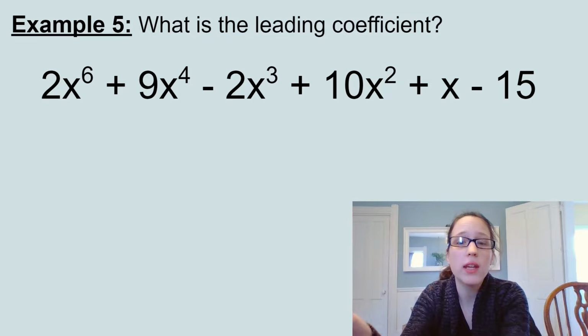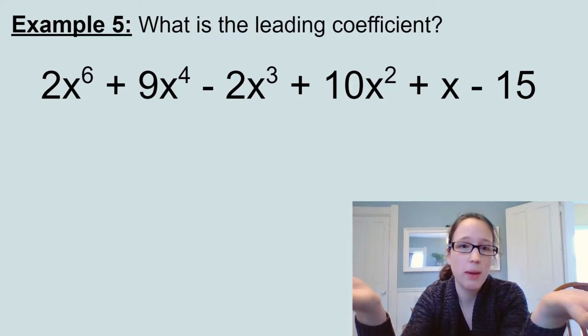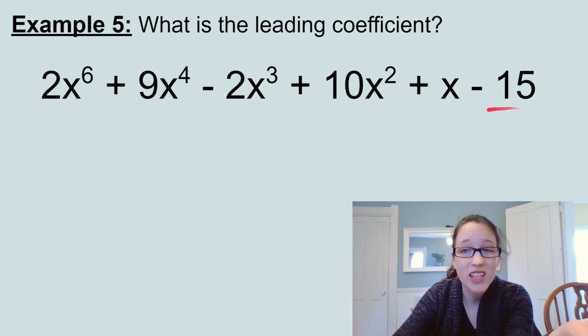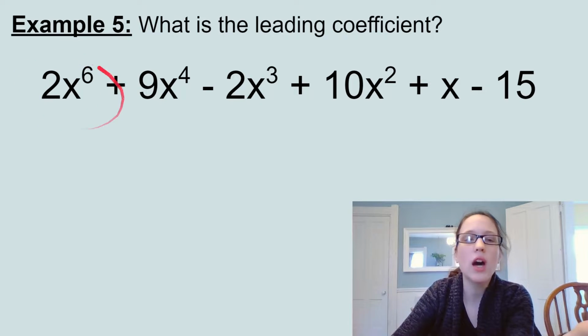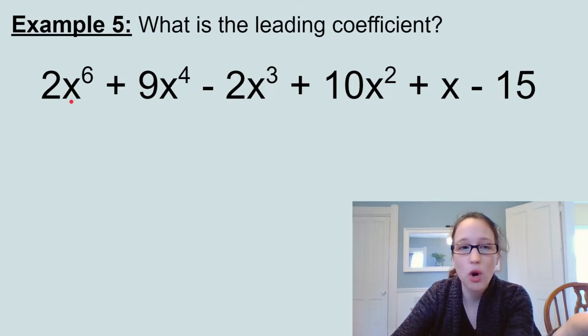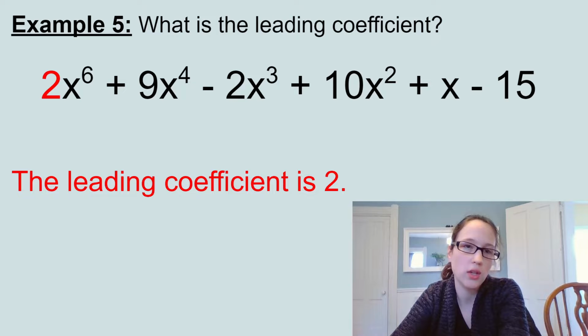Okay, last example. It asks you, hey, what is the leading coefficient of this polynomial? Well, this is the one we just did, so it's already in standard form. So you just want to look at where your first term is, here it is, and what's the coefficient on that term? Remember, coefficient is the number, so it's 2. So the leading coefficient is 2.